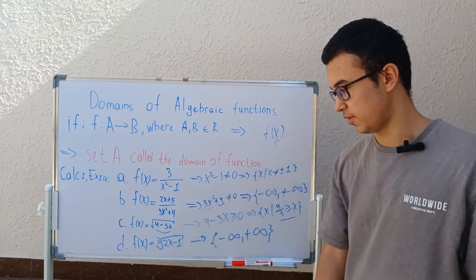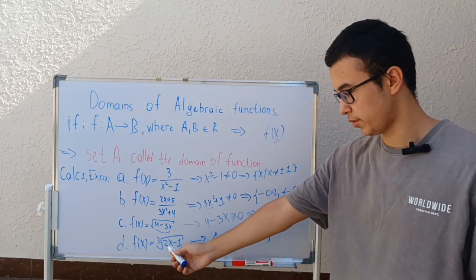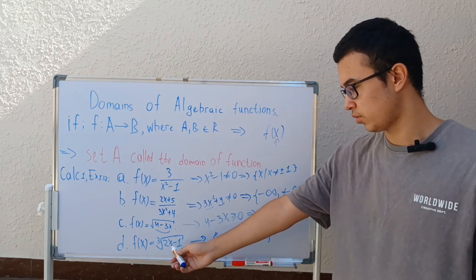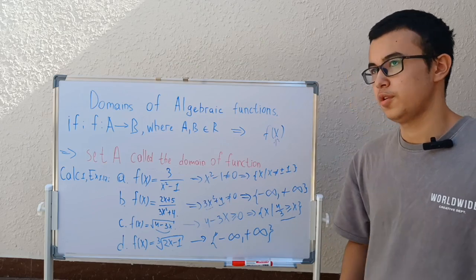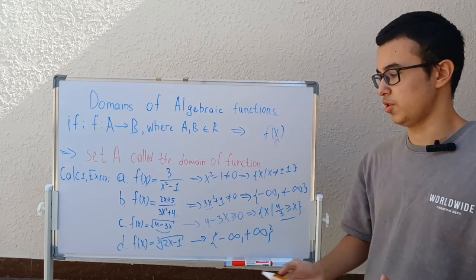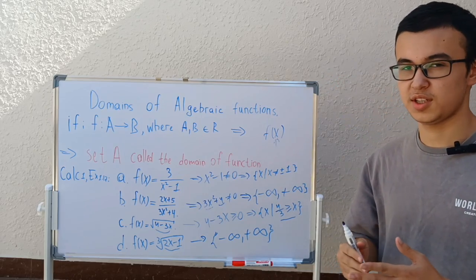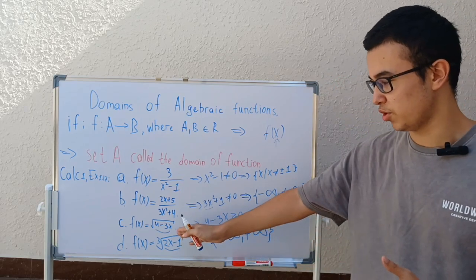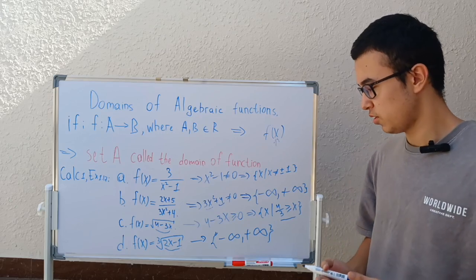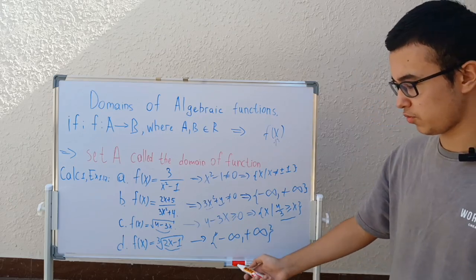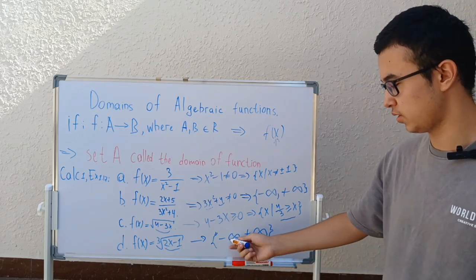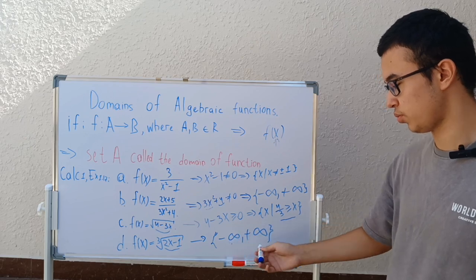And for function d, f of x is equal to the cube root of 2x minus 1. Because the number inside a cube root is not necessarily positive and can also be negative, the domain of the function is any value of x from minus infinity to plus infinity.